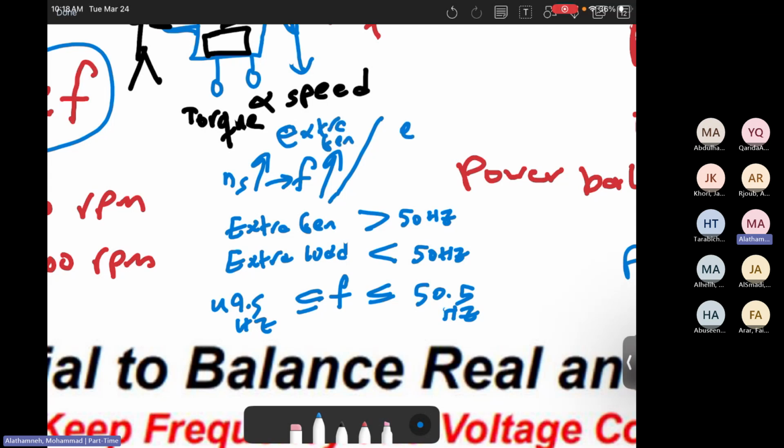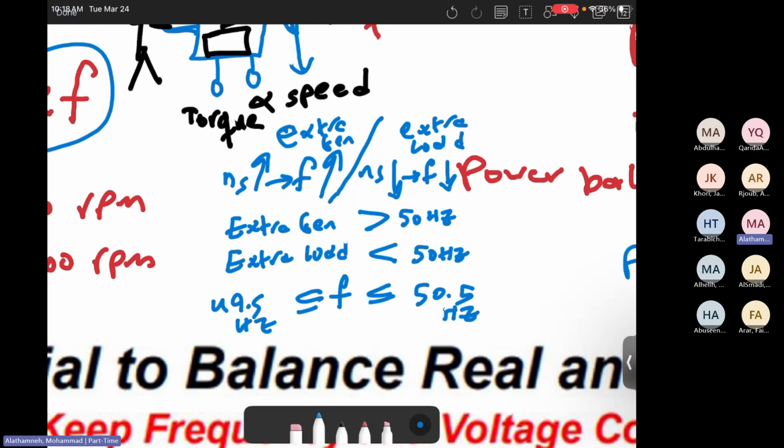If there is extra load or less generation, the speed will be reduced. As a result, the frequency will be reduced. Okay, does this make sense? Any question? So basically, we have a variable frequency depending on whether there is extra load or extra generation. The main target for the synchronous generator is to maintain a constant frequency operation.